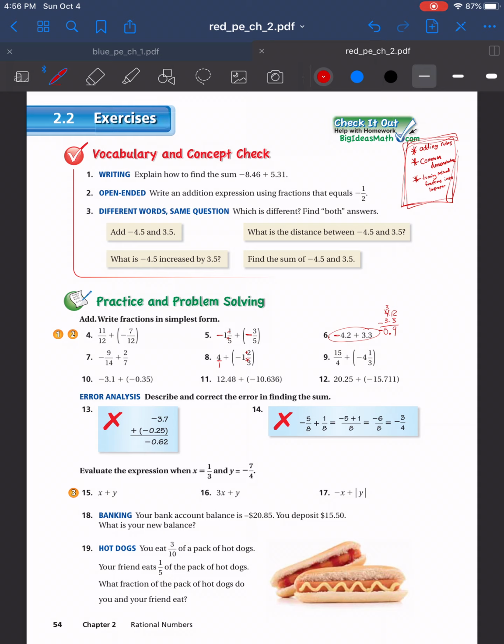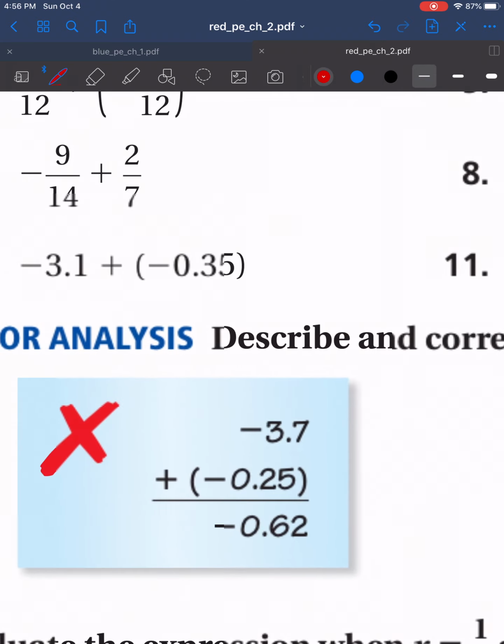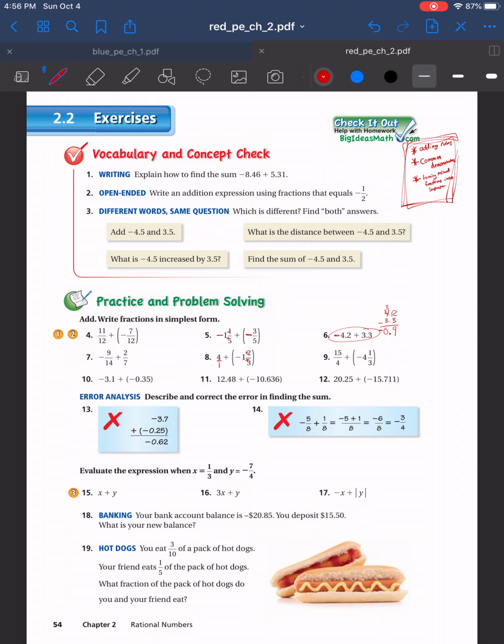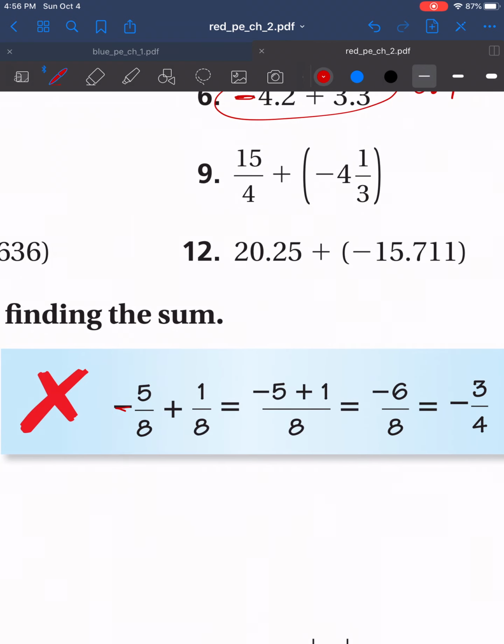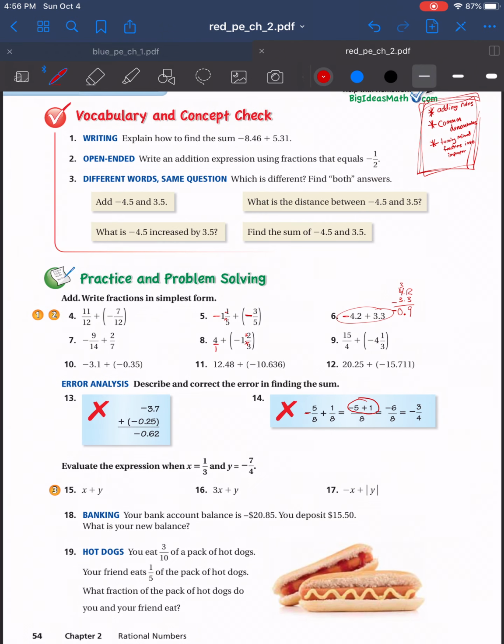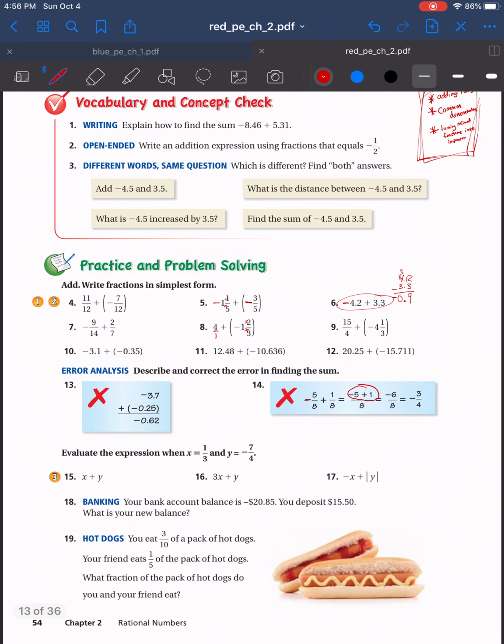13 and 14 want you to describe and correct the error. Okay, so you just go through, see what they did. I can kind of already see what happened here. It looks like they didn't line up the decimals nicely. Okay, but keep looking, see what they did. Ooh, I can already see right here too. Signs are different, so we subtract. Did they subtract the numerators? No, they did not.